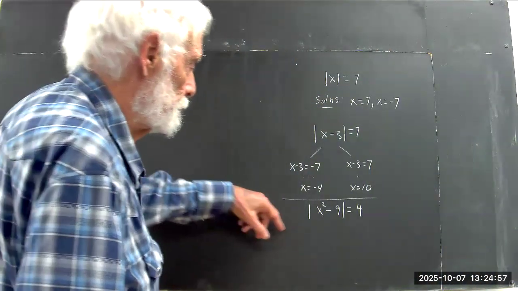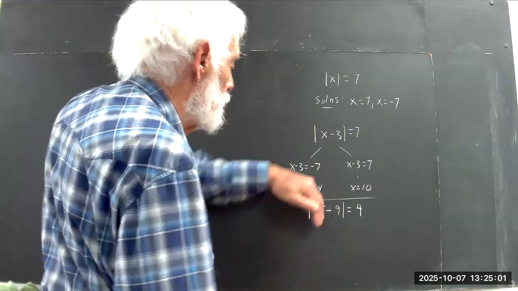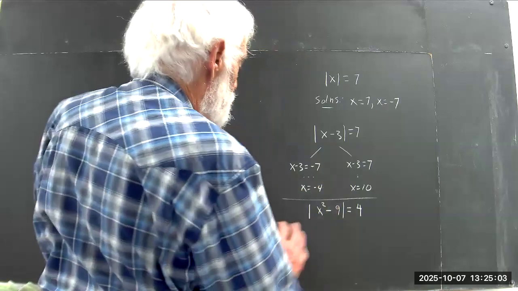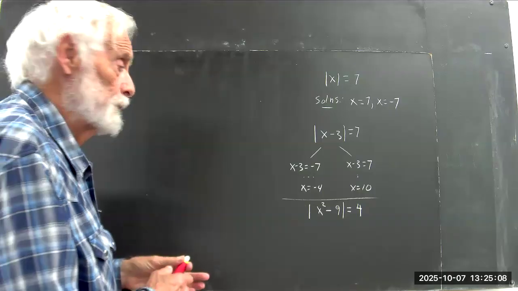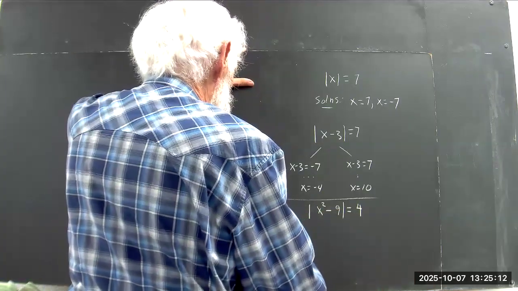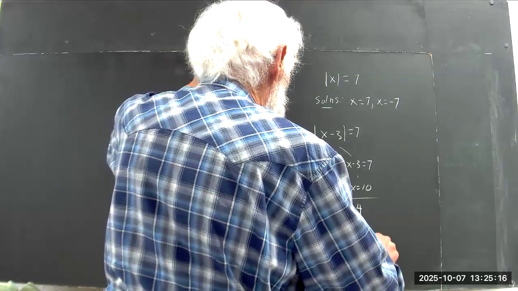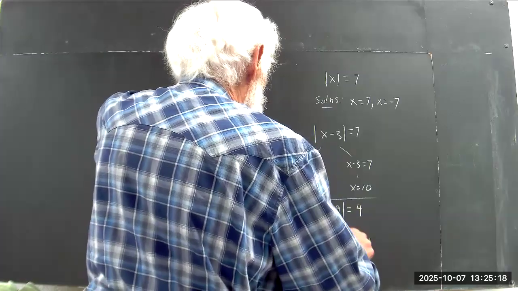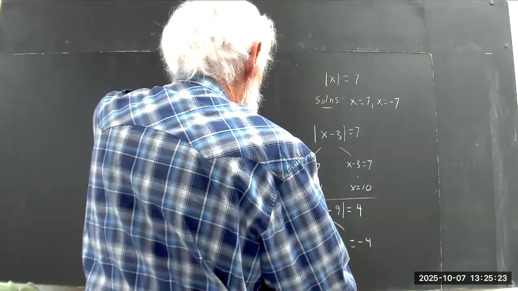Okay, this equation, just like the others, you don't care what's in here. What's inside those absolute value signs, whatever it is, it's going to either equal 4 or it's going to equal -4. So whatever's inside is going to equal 4, or whatever's inside is going to equal -4. I recommend that you draw two little lines and put the word or in here.